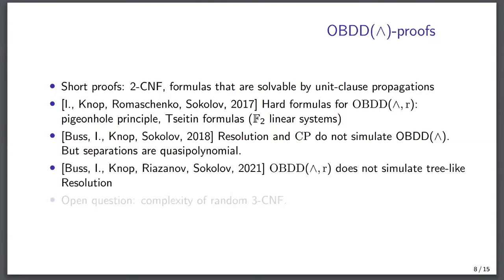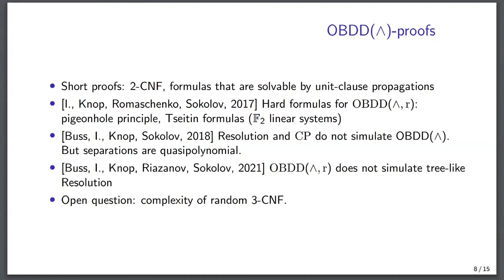Also, it is known that in the other case, if we have conjunction and reordering rule, then this proof system does not simulate even tree-like resolution. There exists a formula that has a polynomial refutation in OBDD and only a quasi-polynomial one in resolution and cutting planes. And the open question for this proof system is the complexity of random 3CNF formulas. We suspect that they should be hard, but we don't know how to prove it.